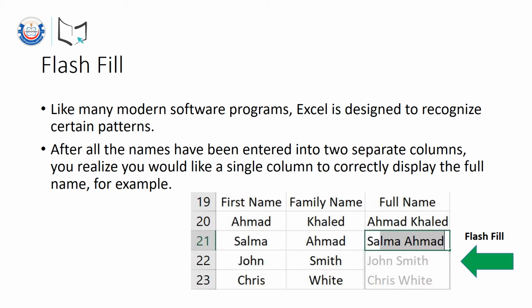For example, perhaps you are creating a table that lists the last and first names of attendees at a company training session. After all the names have been entered into two separate columns, you realize you would like a single column to correctly display the full name. An easy way to achieve this without having to manually retype the entire list is by using Flash Fill.